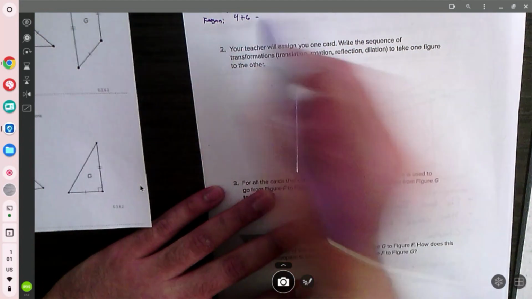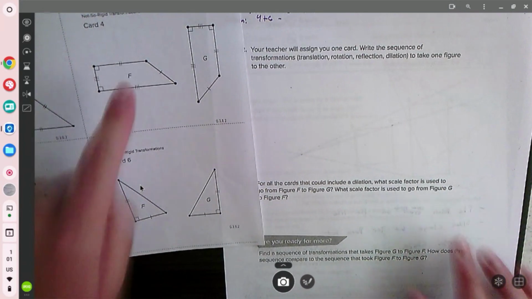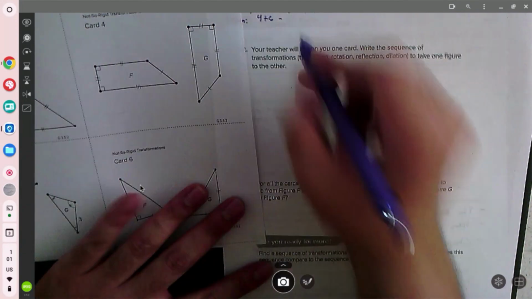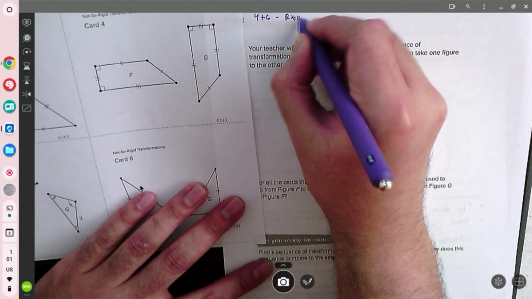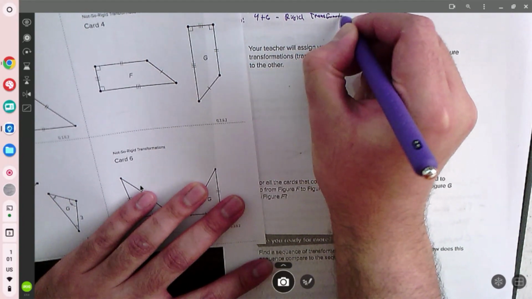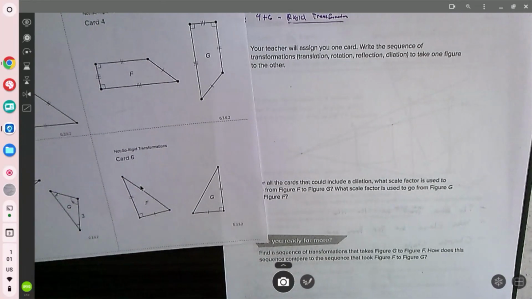Okay, 4 and 6. Why was your reason to have 4 and 6 together? Because they're both rigid transformations. Yes, nice. Rigid. Okay, Keegan, your other groups?